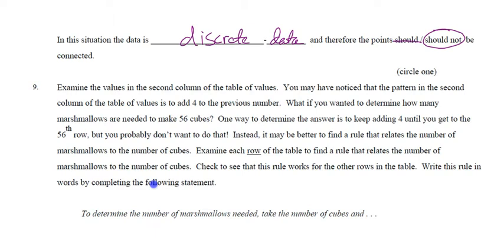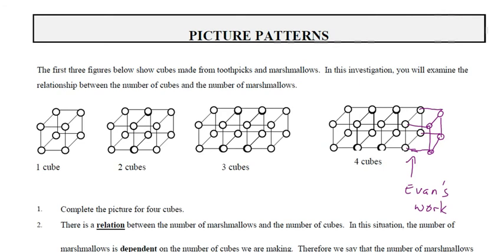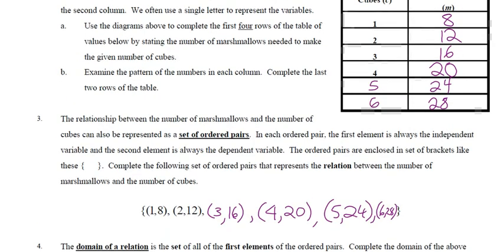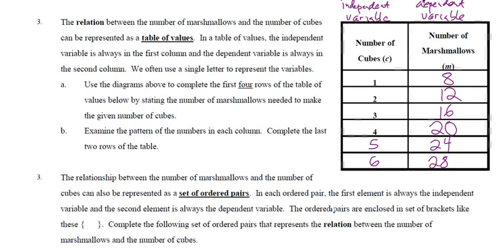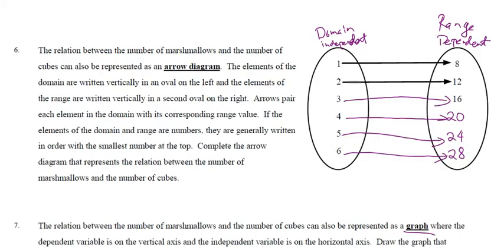If you examine the values in the second column of the table of values, you may have noticed that the pattern in the second column is to add 4 to the previous number, right? So when we were back here filling in the table, we did this by counting: 1, and we counted 8, and we counted 12. We looked at the pattern and said, hey, you're just adding 4. So probably the pattern continues that way, just adding 4.